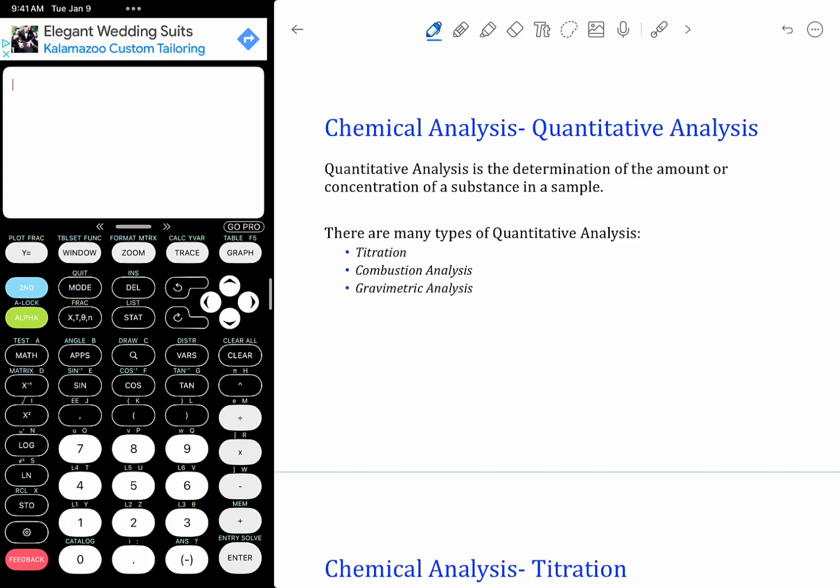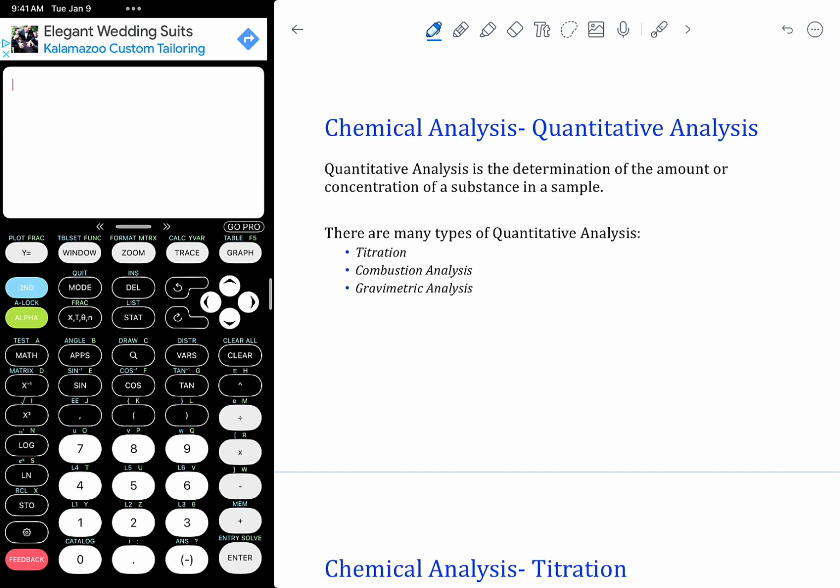In this lesson, we're going to be talking about one type of chemical analysis called quantitative analysis. Quantitative analysis is the determination of the amount or concentration of a substance in a sample. This is what we've been doing with our stoichiometry calculations throughout the past chapter, where we've been taking mass or moles and converting it into mass or moles of other substances based off of our balanced chemical reactions.